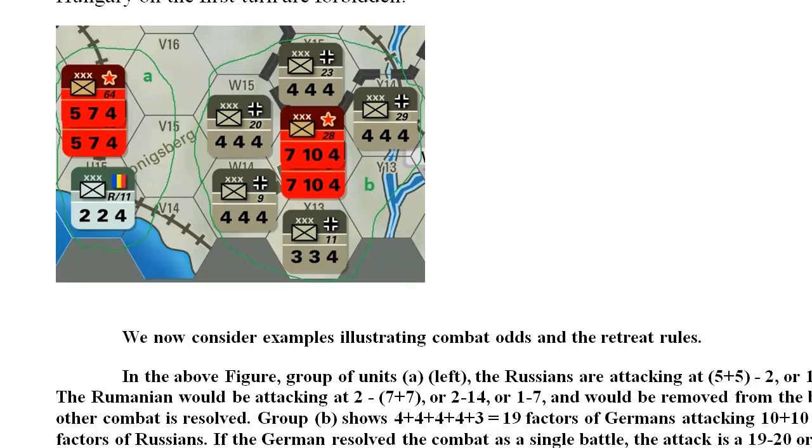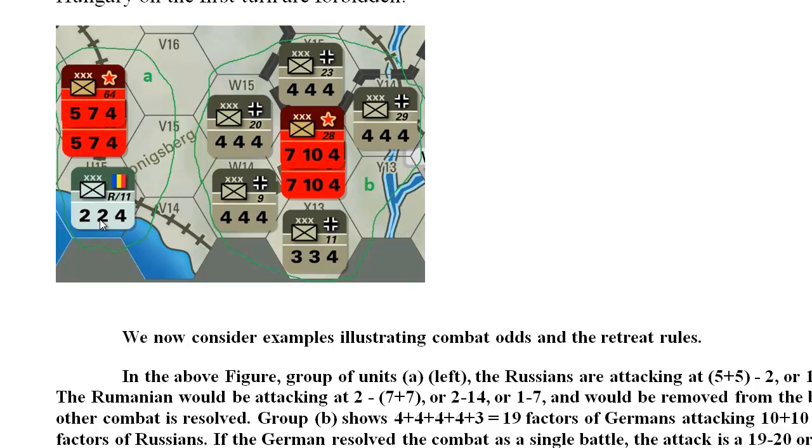We now examine several examples of battles and retreat rules. There are a couple more combat results out there, in particular the exchange. We'll get to the exchange later. So here are a collection of Russian and German units. Suppose it is the Russian player's turn to move. In A, the Russian has 2 units here. There is 1 German unit there. The combat odds are 5 plus 5, or 10 to 2, 5 to 1.